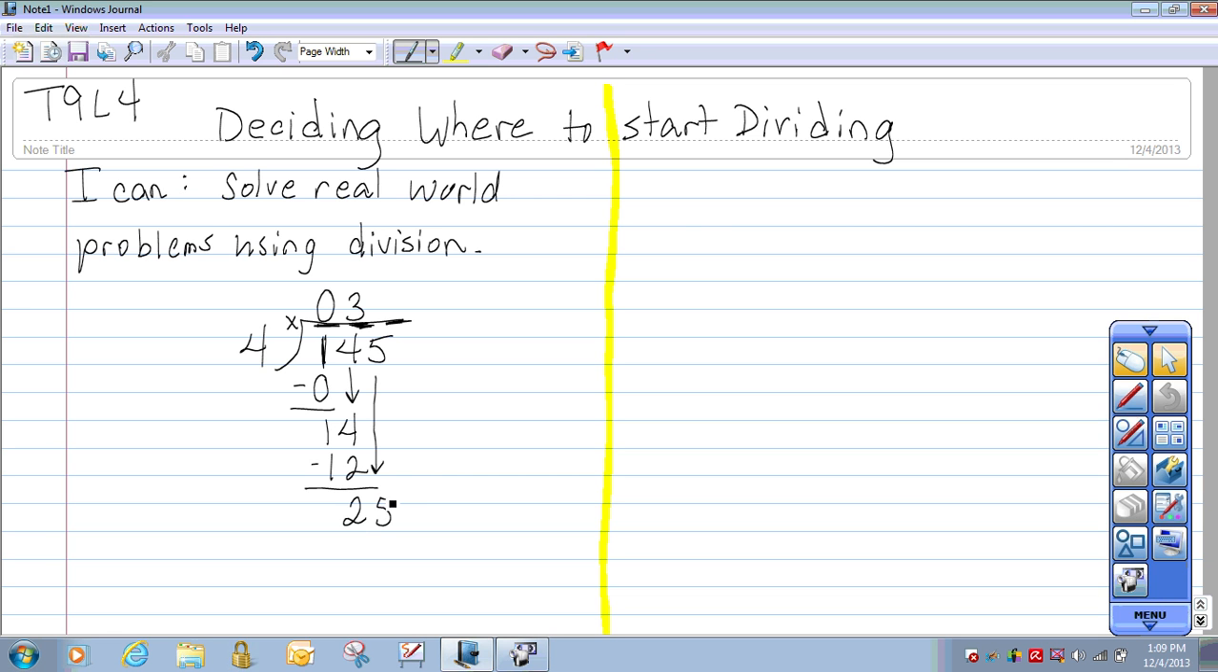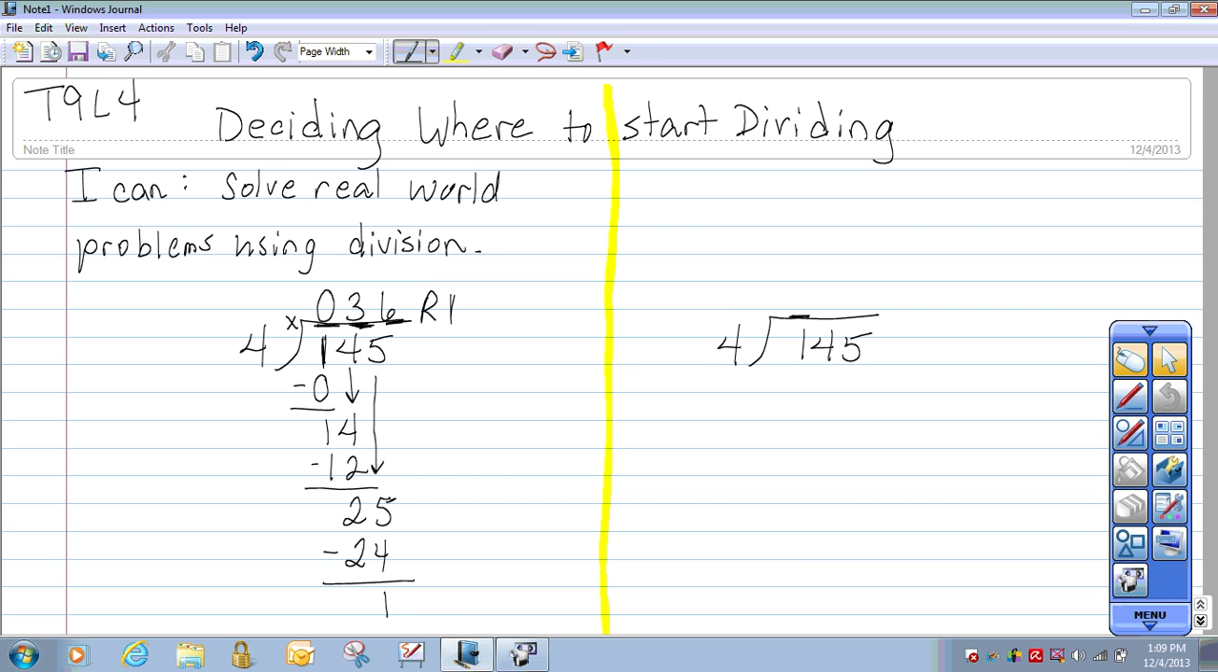And now I have 25. 4 goes into 25 6 times, because I know that 6 times 4 is 24. 25 minus 24 leaves 1. And I have nothing left to bring down, so I have a remainder of 1. These are the basic division steps that we've been using. But you can do this same problem by eliminating one of the steps. Makes it a little shorter.